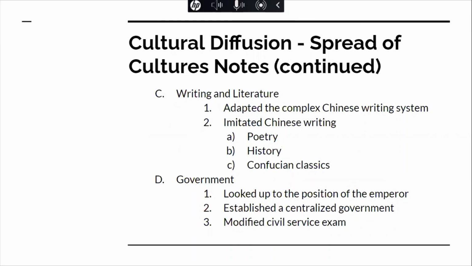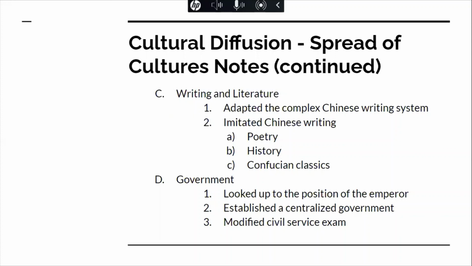Next, they took writing and literature. The Japanese adapted the complex Chinese writing system, and they imitated Chinese writing in things like poetry, their historical writings, and Confucian classics. And remember, Confucianism is that form of philosophy.